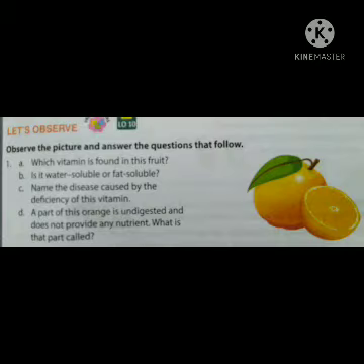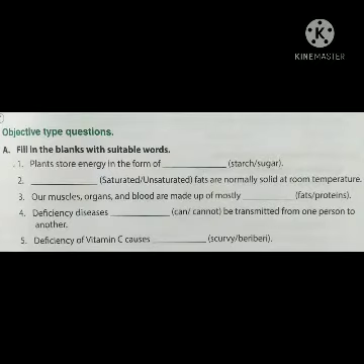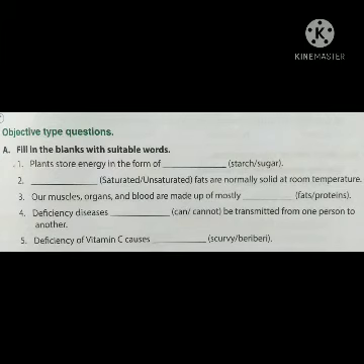Part D. A part of this orange is undigested and does not provide any nutrient. What is that part called? The answer is undigested part of this fruit is called roughage or dietary fiber. Now objective type questions. Part A. Fill in the blanks with suitable words. Number 1. Plants store energy in the form of dash, starch or sugar. Answer is starch.